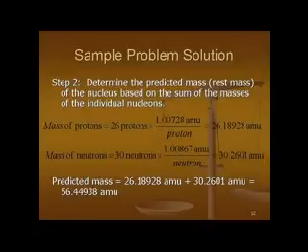It's a known mass. Now our predicted mass, we add the mass of the protons and the mass of the neutrons together. So 26.18928 atomic mass units plus 30.2601 atomic mass units for the neutrons gives us a predicted mass of iron 56 to be 56.44938 atomic mass units.